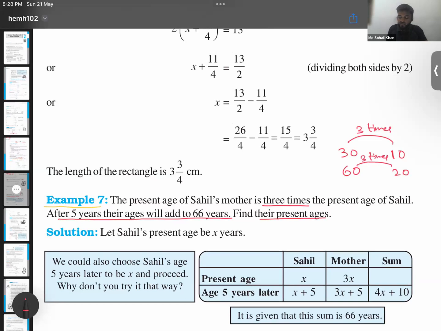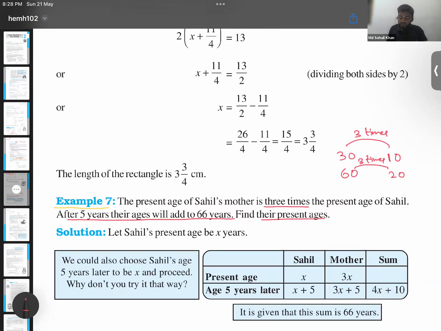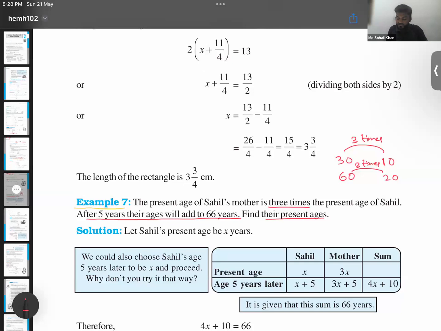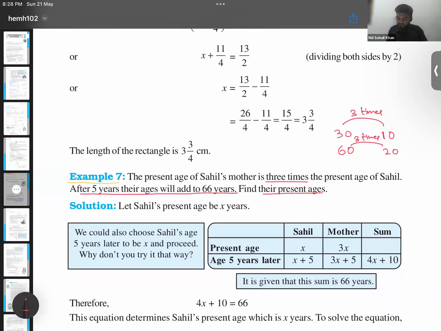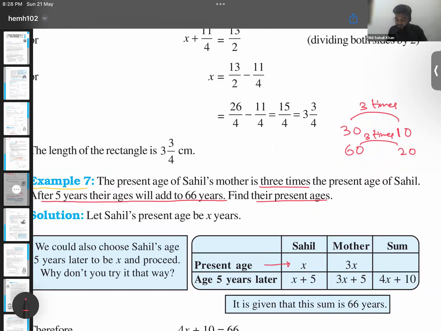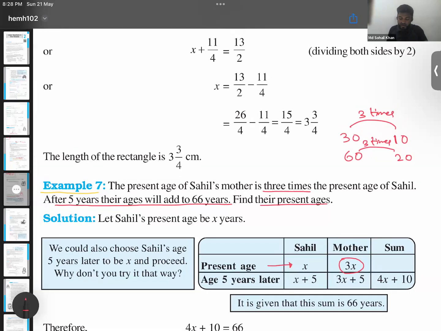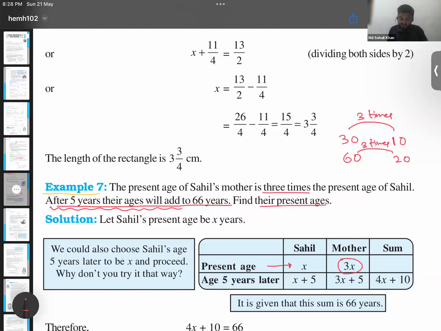But we are not provided with the exact age of Sahil and his mother. So we will assume the age of Sahil to be x. Then his mother's age will become 3x. That's what we have done here. The present age of Sahil has been taken as x. Okay, Ahmed? Then his mother's age will become 3x as per the question.